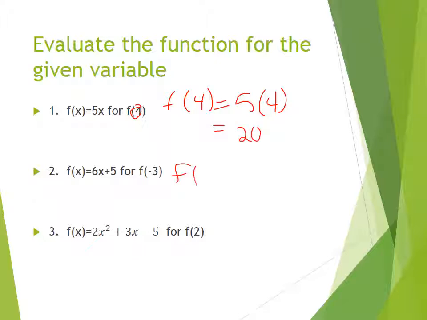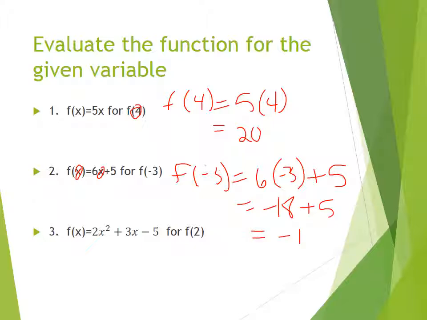f of negative 3, sorry for the messy writing. We just substitute it in. If the negative 3 is here, then we put it in here. So 6 times negative 3 plus 5 equals negative 18 plus 5 equals negative 13.